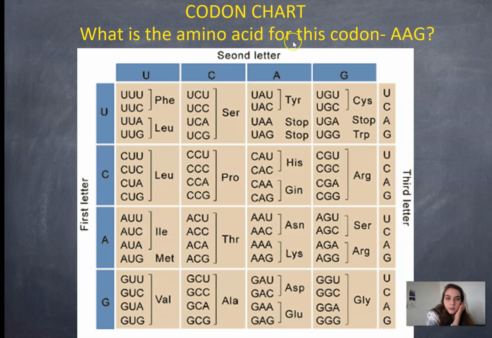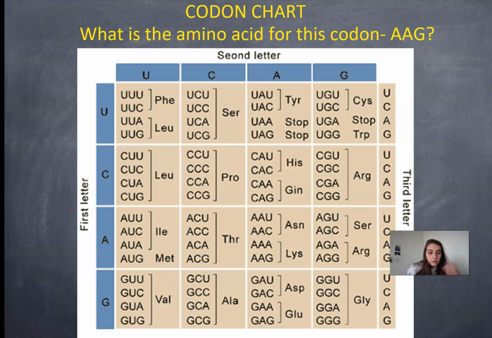So let's find out the amino acid for this codon AAG. So the first letter of this codon is A. So we're going to come over here to where it says first letter, and you're going to find A right here. So the amino acid we're looking for is going to have A as its first letter. The second letter is also A. So the first letter is A, second letter is also A. If you were in class with me, you would use your fingers to trace all the letters till they meet, but for now I'm just going to use my pen to show you.